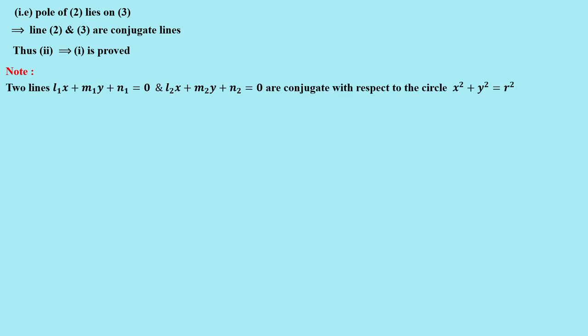Two lines L1x plus M1y plus N1 equal to 0 and L2x plus M2y plus N2 equal to 0 are conjugate with respect to the circle x square plus y square equal to r square if and only if L1 L2 plus M2 M1 r square is equal to N1 N2. There is no G, F term, and C also, all are 0. Thanks.